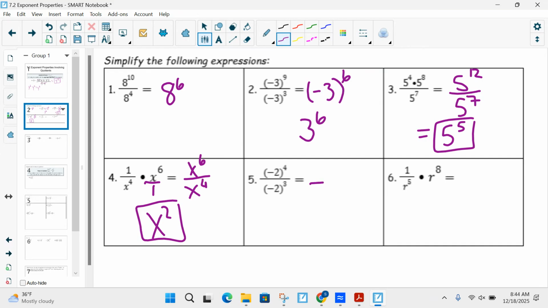Is it just a positive? Interesting. Positive? No. Wait. Is it -2? Yeah, it's -2. It'd be -2 to the first, which is just -2. Okay, how about number 6? What is number 6? Emily? Yes, good. R to the third. So you have a whole number exponent divided by a denominator exponent.